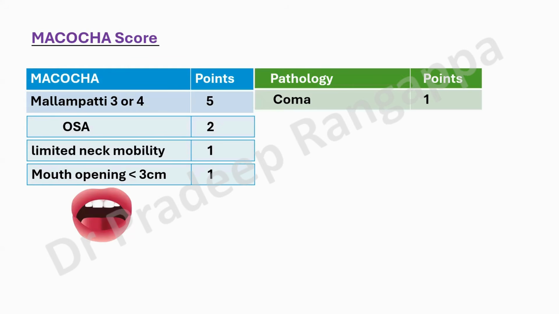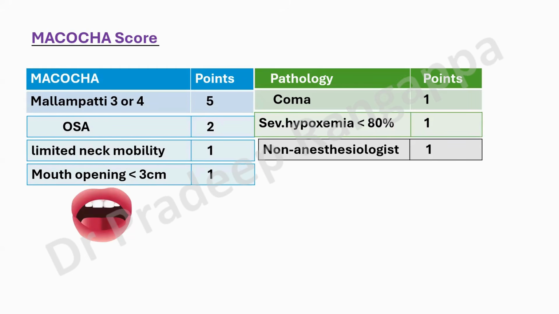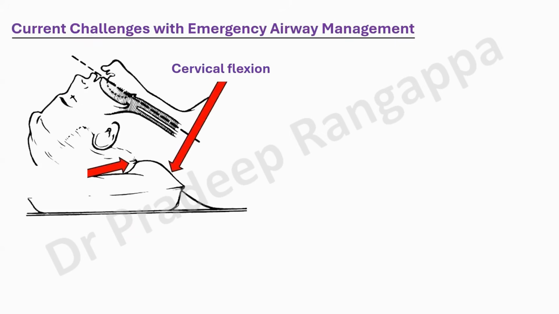And based on pathology, coma gets 1 point, severe hypoxemia less than 80% gets 1 point, and intubation by a non-anesthesiologist gets 1 point. So if it is more than 3, you have to be guarded and have the difficult gear before you embark on intubation. Total score is around 12. So what are the current challenges?